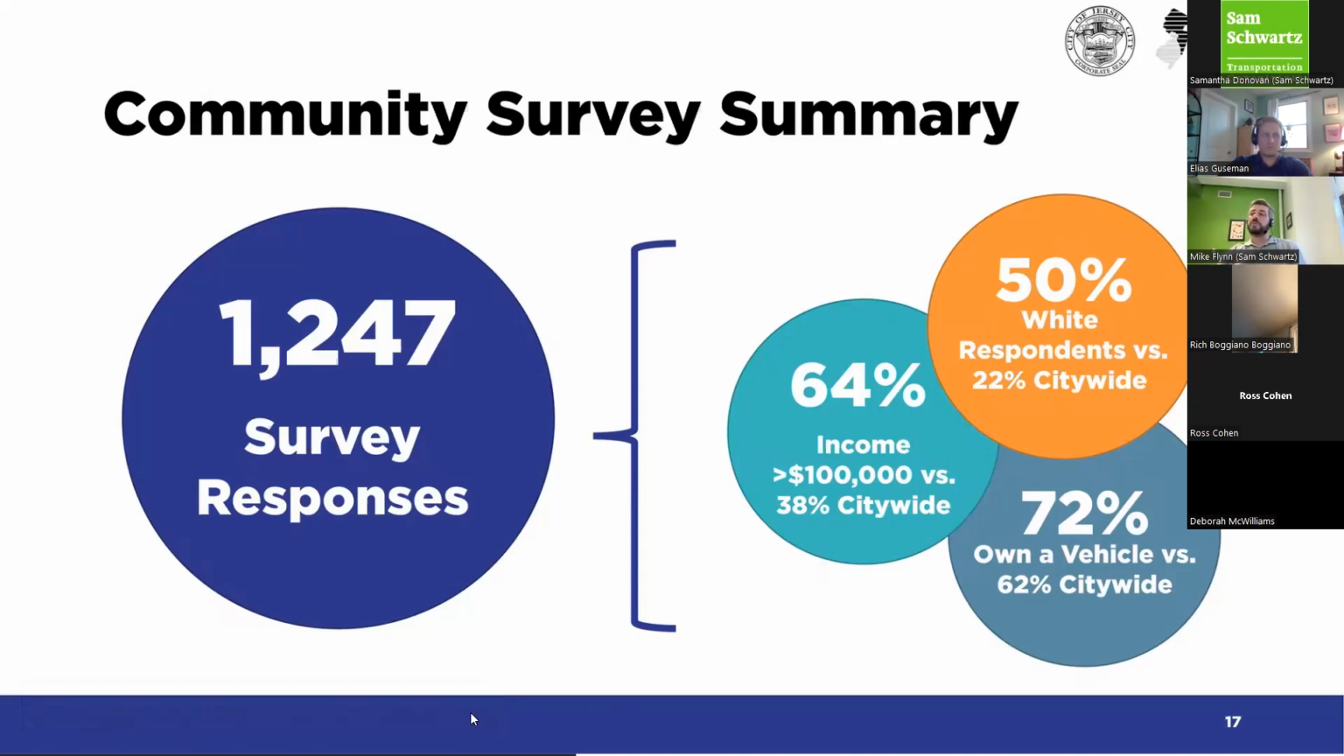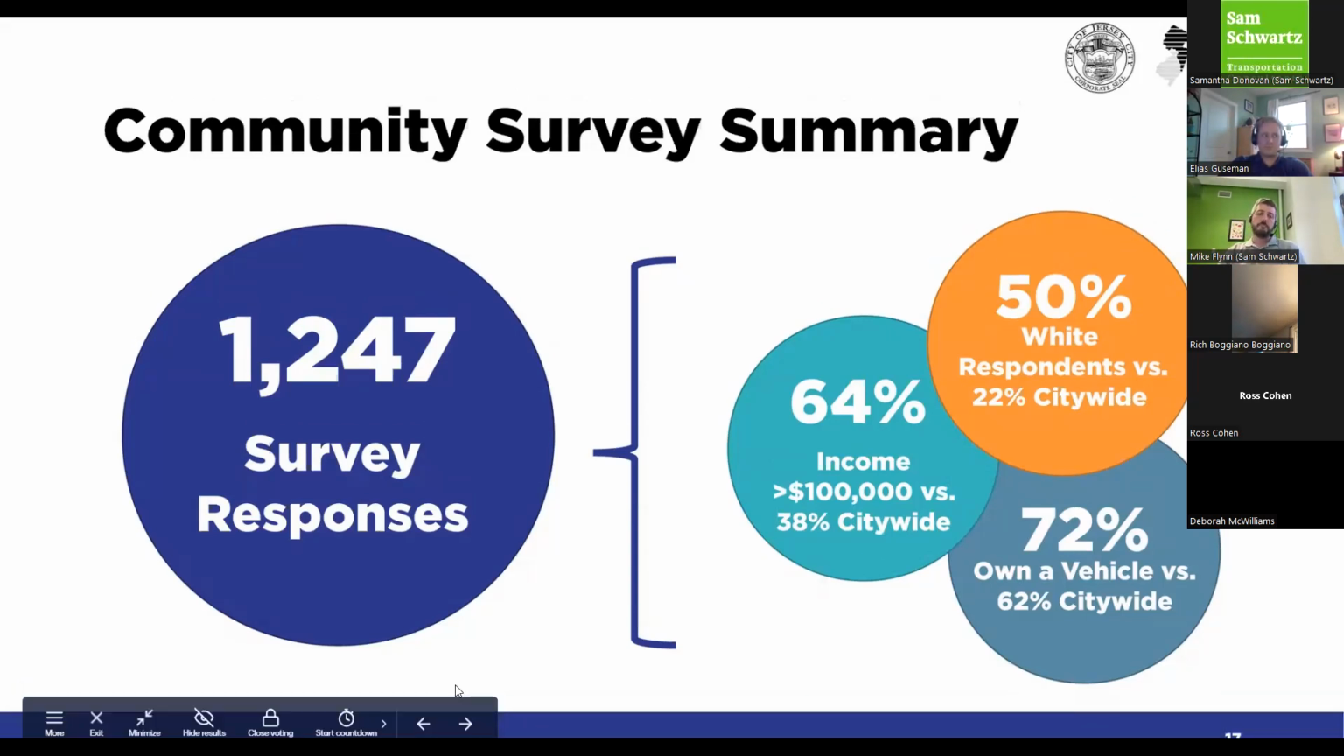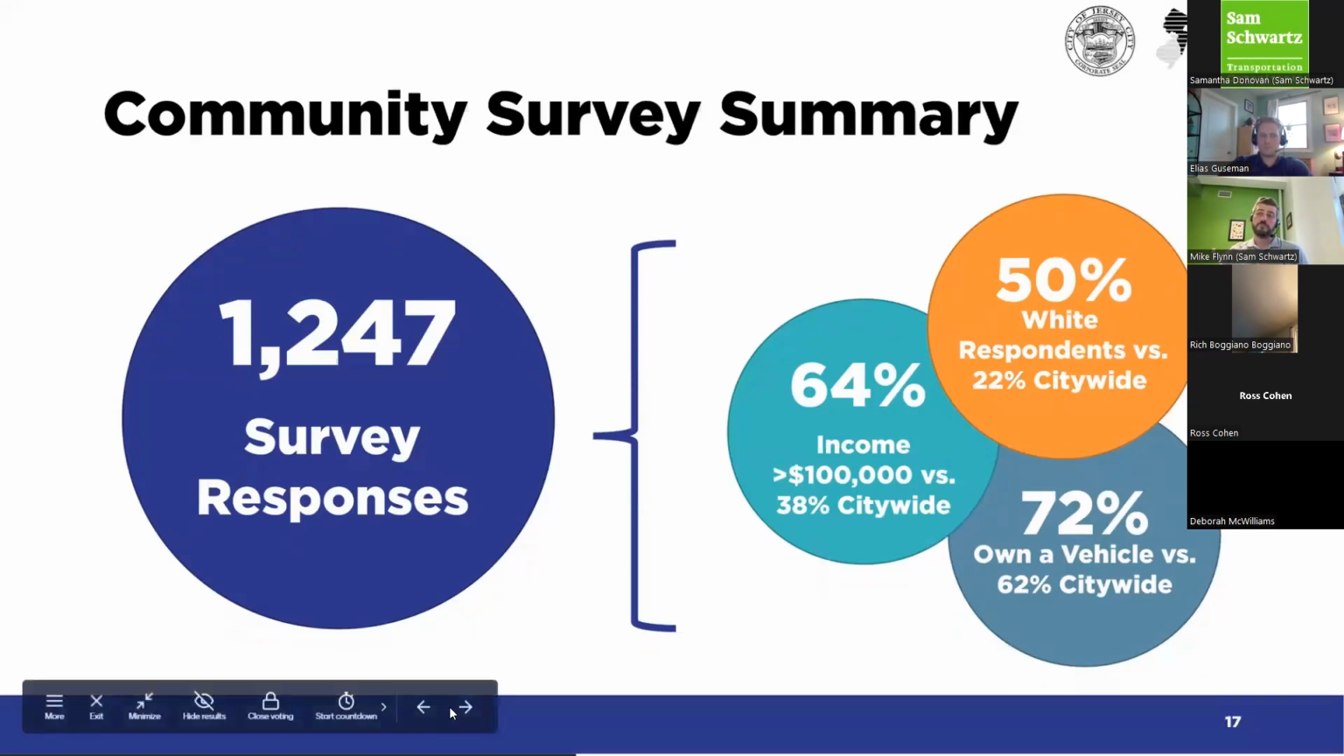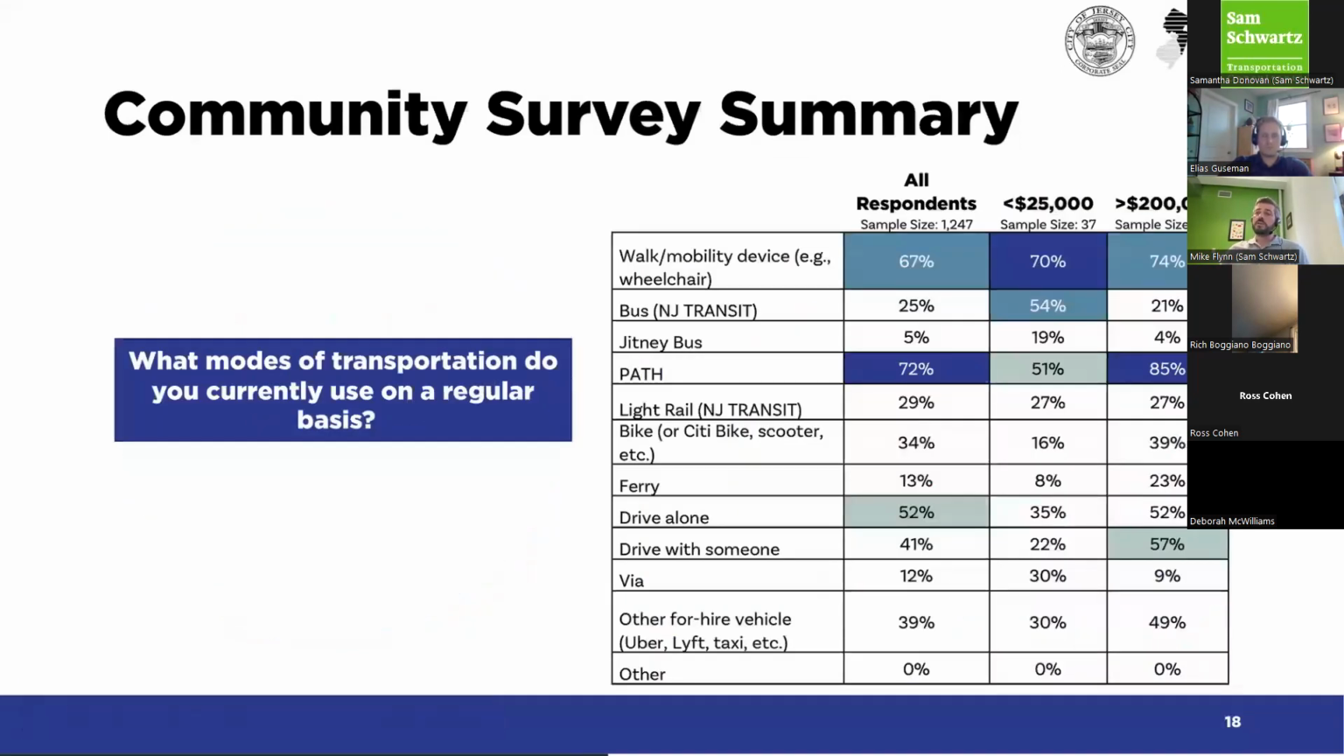And so to mitigate this, we broke the results down by demographic criteria like race and income, so that we could see how travel choices and priorities may have differed among different groups. So here you can see an example of that.